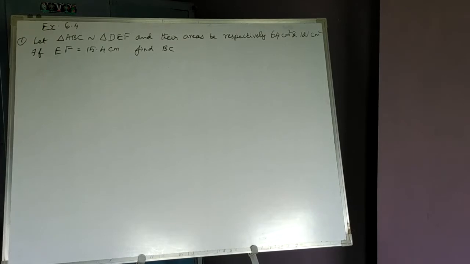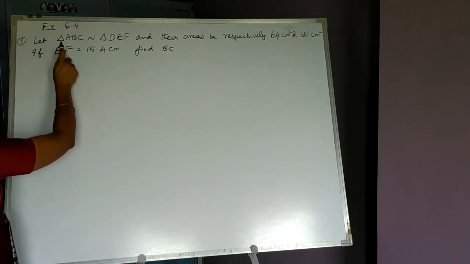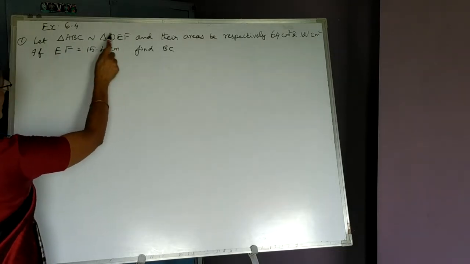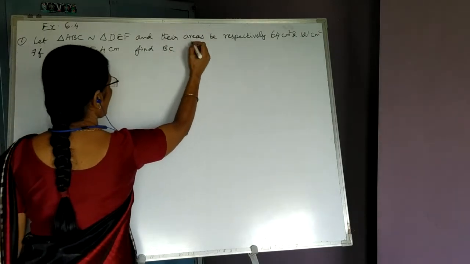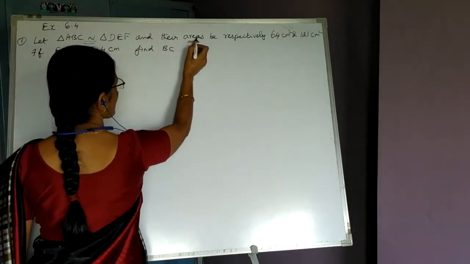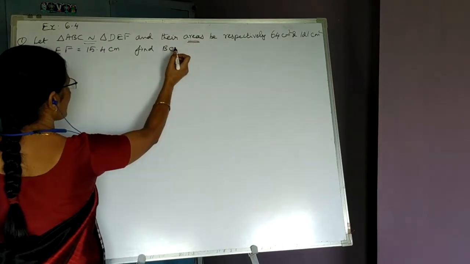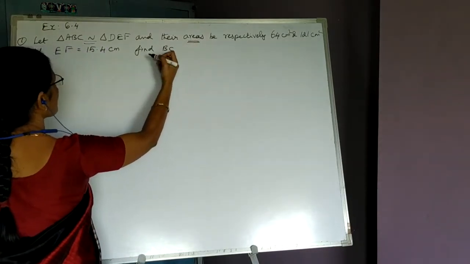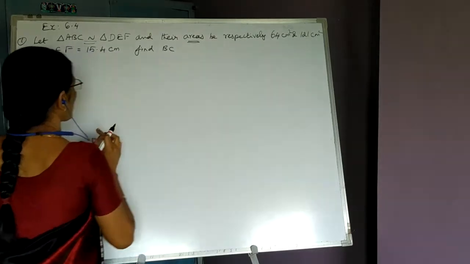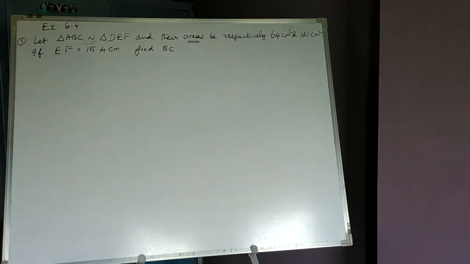We start with exercise 6.4. First sum. Let triangle ABC be similar to triangle DEF. Two triangles are similar and their areas are given. Remember, the triangles are similar and the word areas is given. Therefore, easily we can make out that we have to use the previous theorem we have learnt. The areas are 64 and 121 respectively. If EF is 15.4, the question is to find BC.